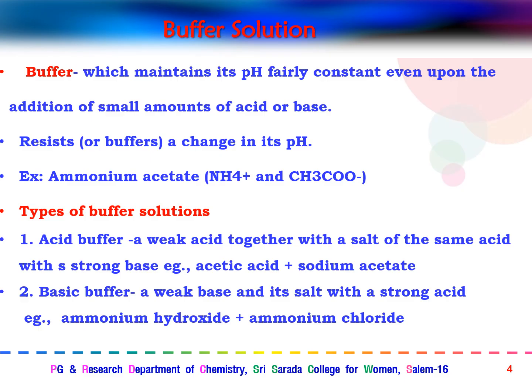Now, let us see what are all the types of buffer solution. The first one is a weak acid together with a salt of the same acid with a strong base. These are called acid buffers. Here, the combination is acetic acid plus sodium acetate. And the second one is a weak base and its salt with a strong acid. These are called basic buffers. Example, ammonium hydroxide and ammonium chloride.